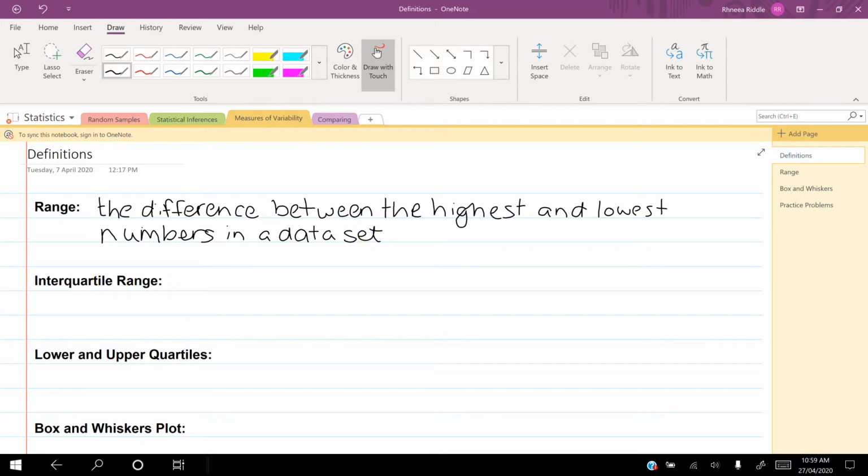Our next one is the interquartile range. The interquartile range is a big word, but it is the range between the upper and lower quartiles. And we're going to go over what lower and upper are later. But the definition for interquartile range is the difference between the lower and upper quartiles.